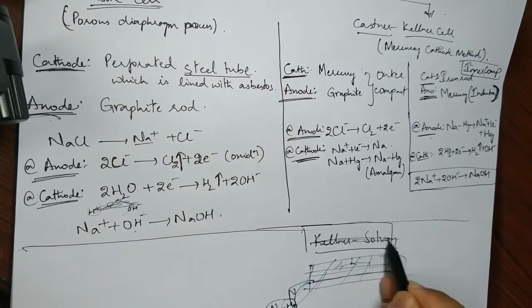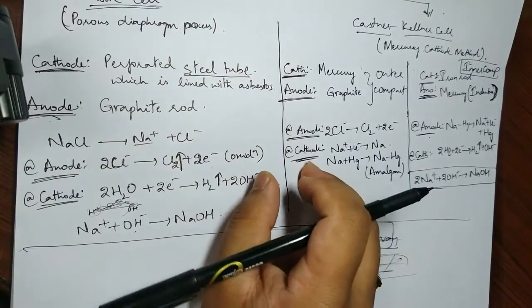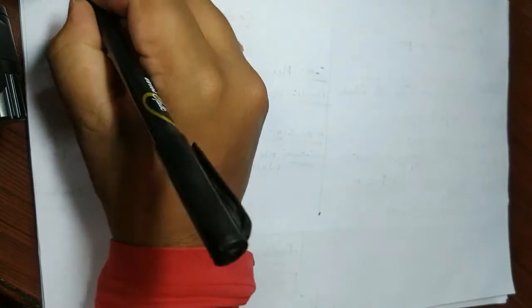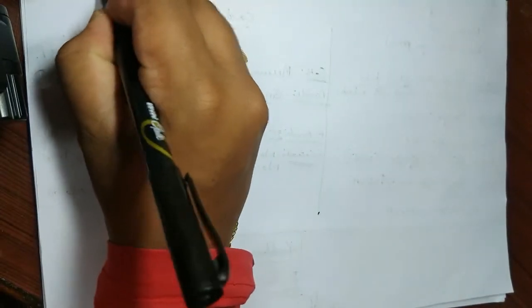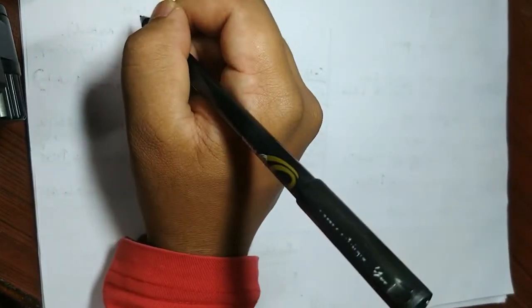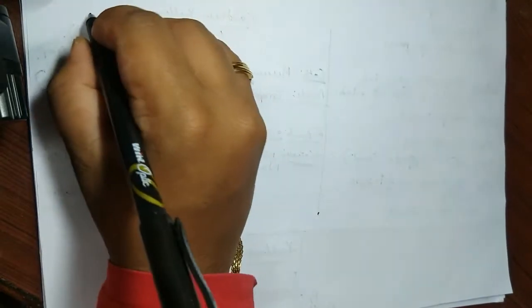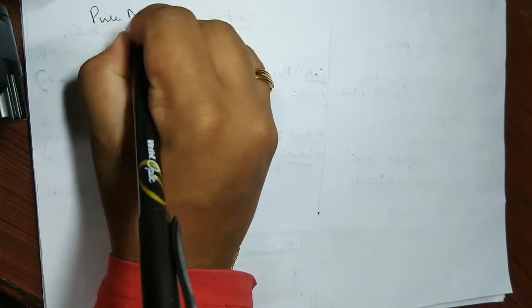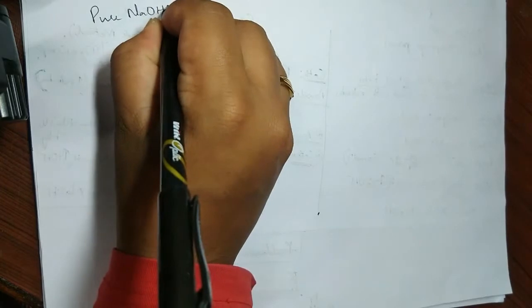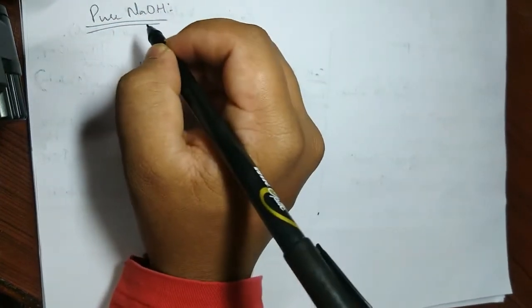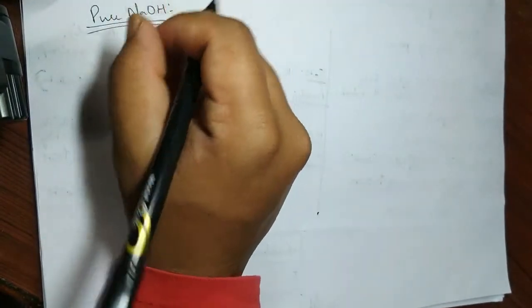So Kellner and Solvay are not much important, these two are important. Fine. Now let's talk about the properties. As usual, first we begin with physical properties. Oh, one more I forgot before properties: pure sodium hydroxide, how do you prepare? This is also relatively important for objective questions. So pure sodium hydroxide, how do you prepare?